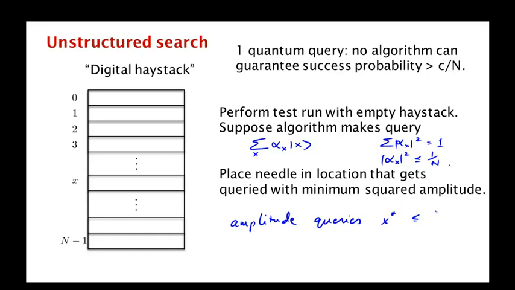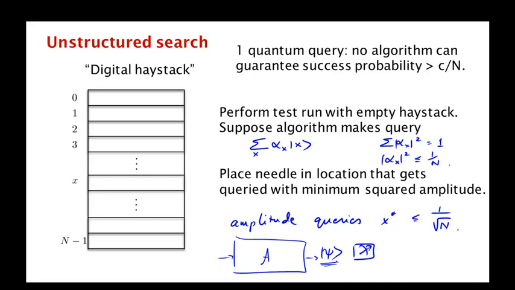The magnitude of the amplitude is at most 1 over square root of n. Okay. And so now what we're going to argue is that the final state of the algorithm, if you look at the quantum state of the algorithm, the final state psi, which you are now going to measure. Well, psi had some value when we perform the test run.